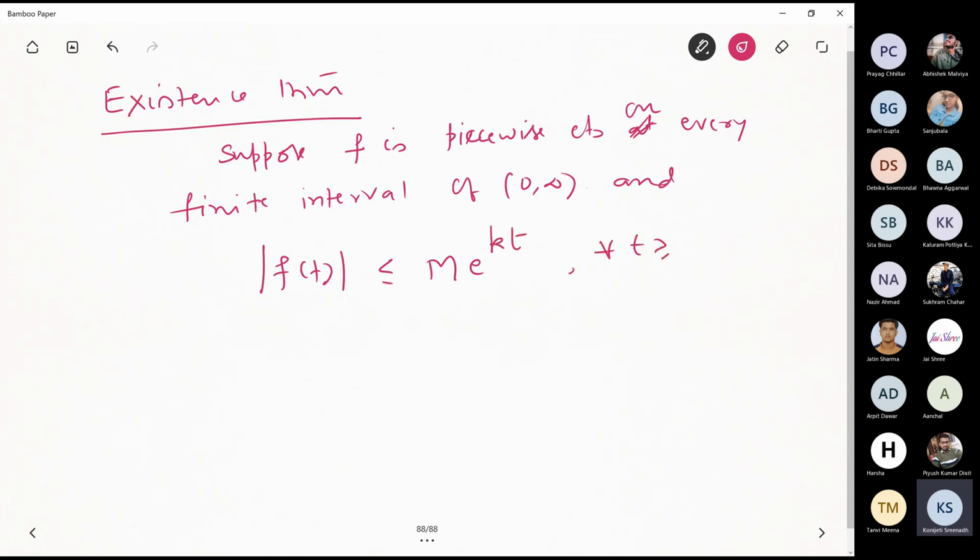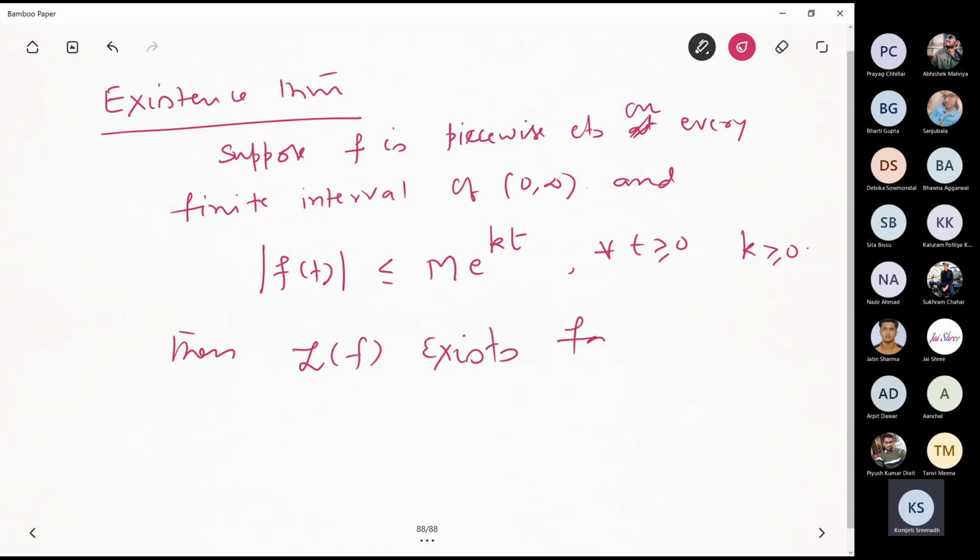This holds for all t greater than or equal to 0, and for some k positive. Then the Laplace transform of f exists for all s greater than k. So these are the functions which have exponential growth at infinity, and all these functions will have the Laplace transform for s greater than k.